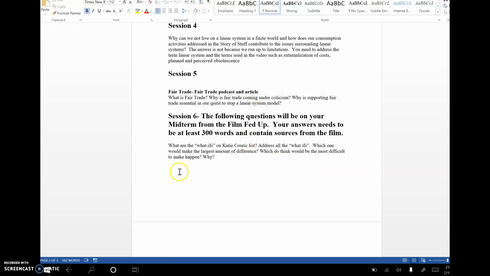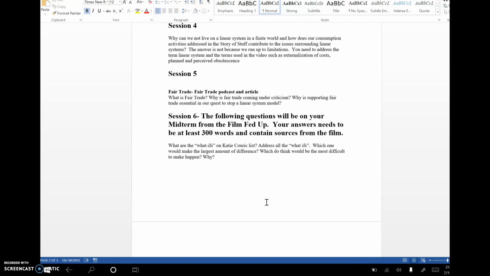And then this last question comes from Fed Up. I want you to list the what ifs. There's more than one what if. I want you to actually list the what ifs, and also address all the what ifs that are talked about in the film. This is how I'll know whether you watched the film or not. Which one would make the largest amount of difference? And which do you think would be the most difficult to make happen as per the film, and why?